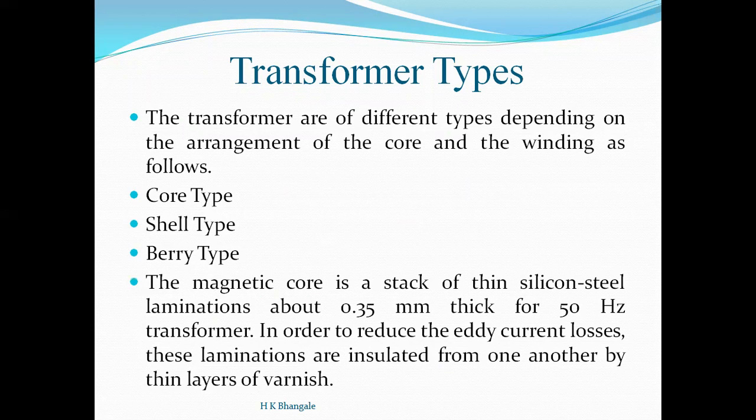The magnetic core is a stack of thin silicon steel laminations, about 0.35 millimeter thick for a 50 hertz transformer. In order to reduce the eddy current losses, these laminations are insulated from one another by thin layers of varnish. So that is the core of a transformer. Now, one by one, we will see what exactly the core type transformer is.